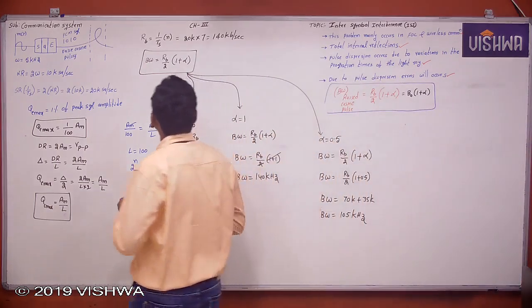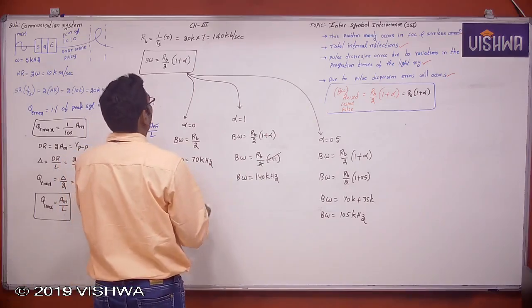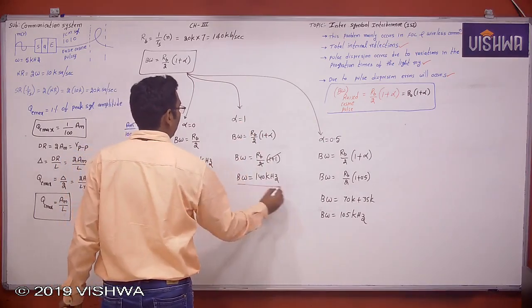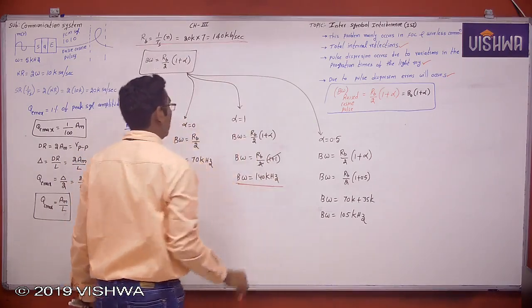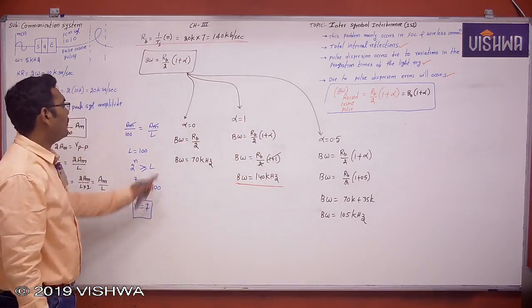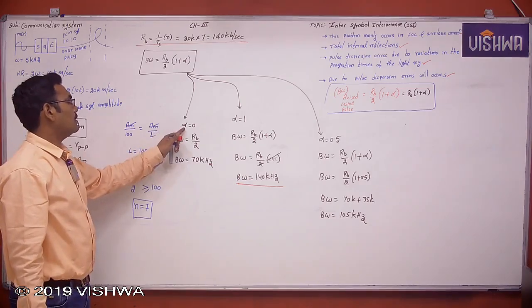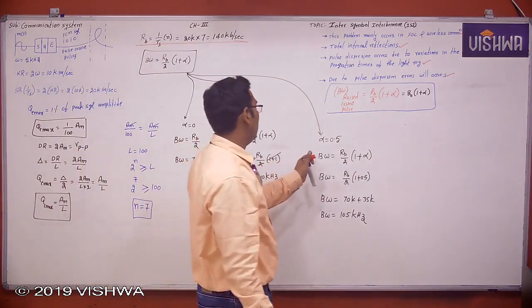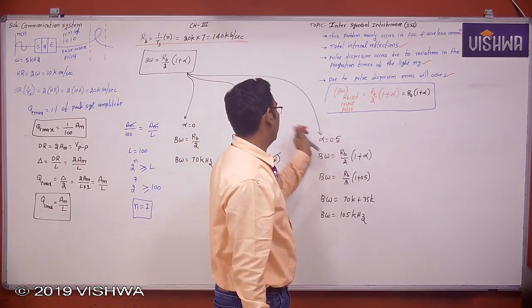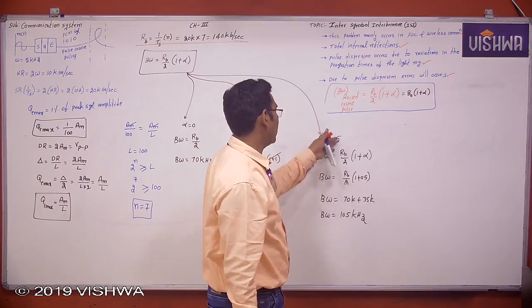So what we can understand, as I am already saying, is that when alpha equals 1, the bandwidth of the raised cosine pulses and the bandwidth of the rectangular pulses are the same. Now when alpha equals 0, this is the ideal case. Now this is a more practical case. Now 50% excess bandwidth.